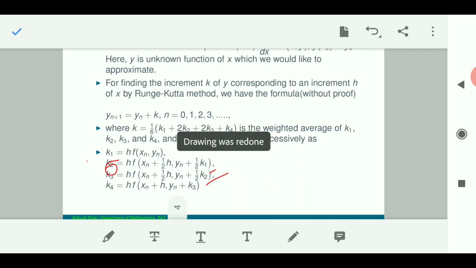Alright, fine. We will discuss the examples based on Runge-Kutta methods in the next video lecture. Stay tuned.